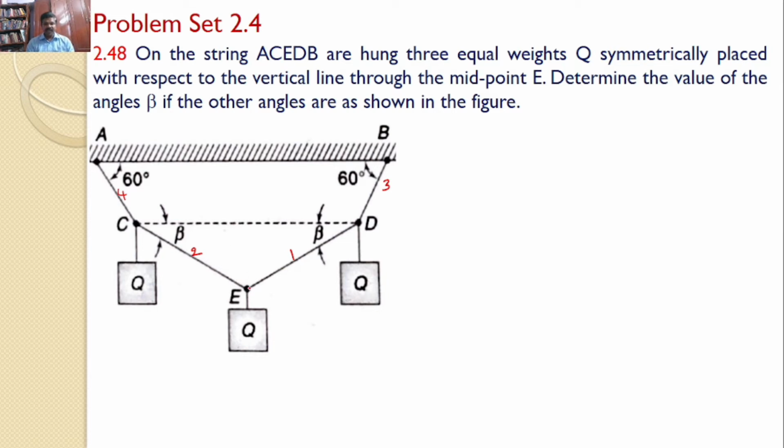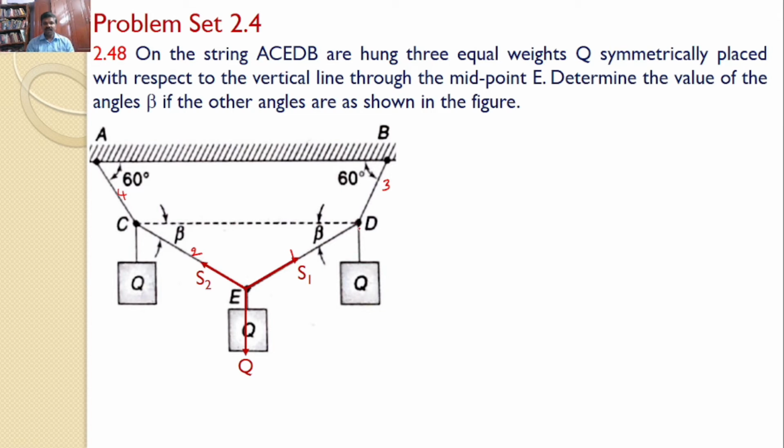Let us consider the various forces that are acting at E. There are three forces. First one is the self-weight Q, which acts downwards. Second, there is string 1 attached at E. Hence, there is a string force that acts along string 1, away from the point. So it is S1. And there is another string force at E along string 2, away from point E. So this is S2.